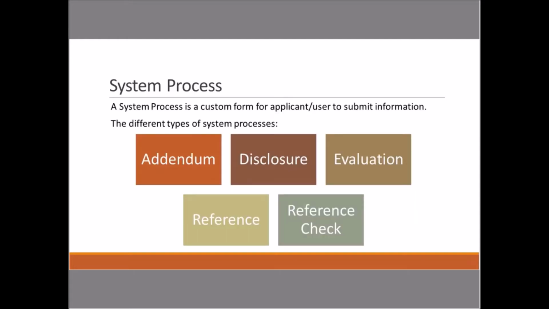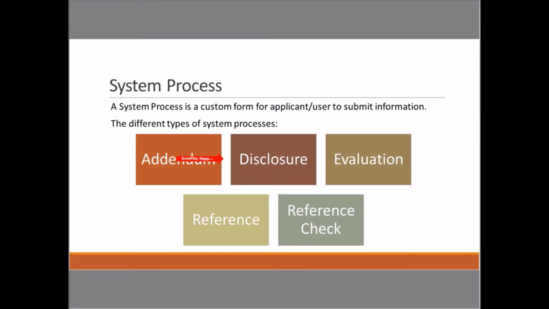All right, so a system process is basically a web form that an applicant or a user can use to submit information. And there are 5 different types of system processes, and depending on which portals you have, you might not have heard of some of these, but they're driven by the different portals. In our jobs portal, we have addendums that can either be attached to an interest type or to a job. It's a way of getting a little more information. And we also use them in volunteer.